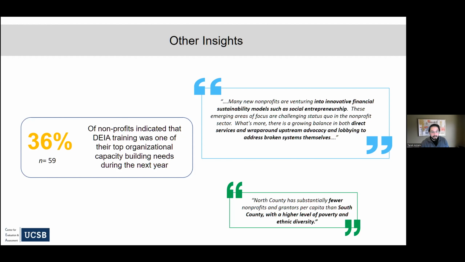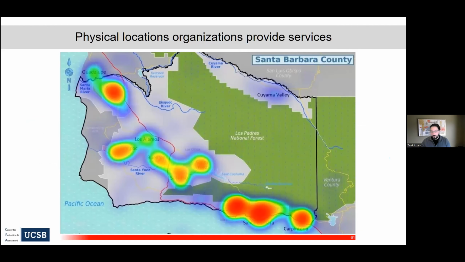And so what we did is we actually asked people, the nonprofit leaders, the following question: use the map to indicate in which physical location your organization provides services. They can select more than one location, up to 10 if they're providing services in 10 different locations.